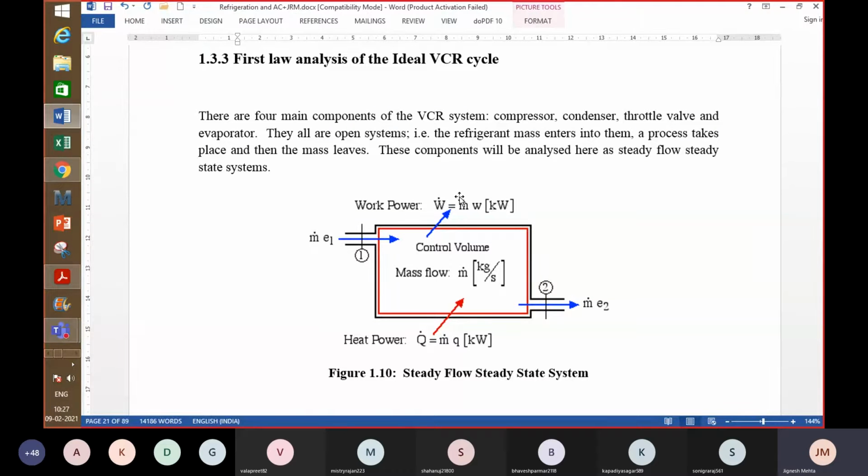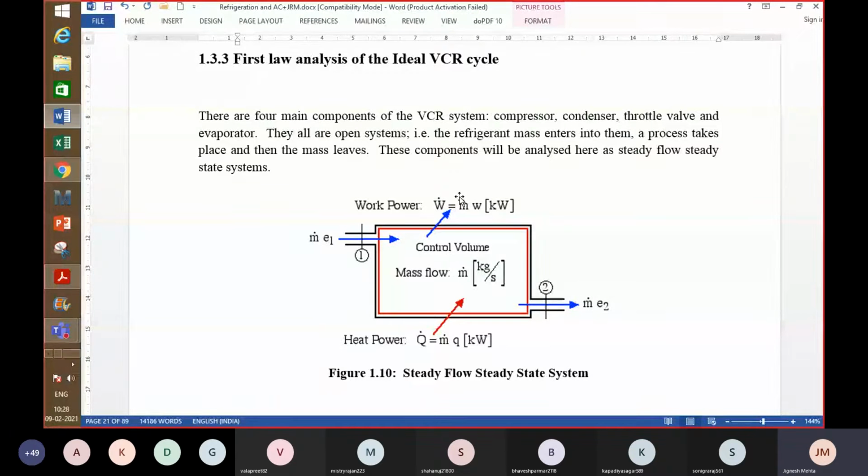But for an open system, so now this analysis would be applied to individual components of the system. Now you already know about the four important components, or the four basic components of vapor compression refrigeration cycle. So one of them is compressor, the other one is condenser, then the throttle valve, and an evaporator. So we will be taking them as separate systems for this analysis. So in that case, they are all open systems.